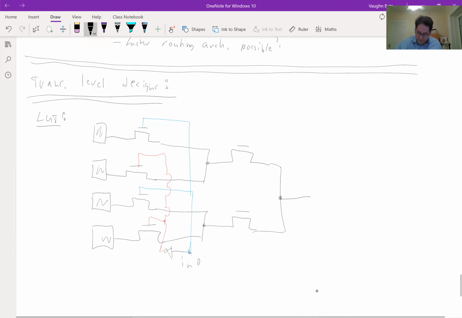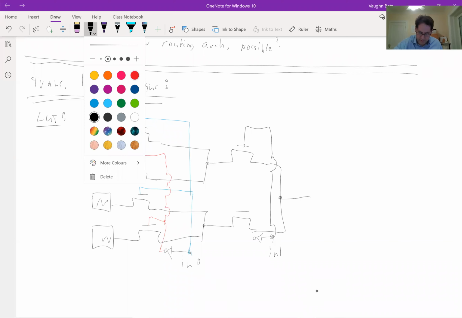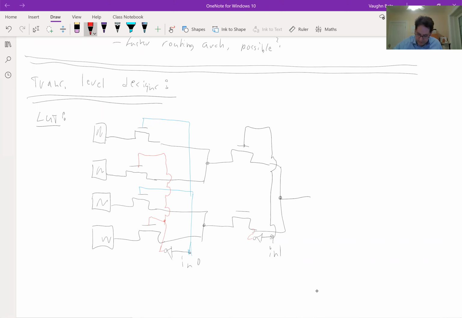I have another input, call that input 1. And input 1 comes in, I'm also going to invert it. So I have the true and the complement available. If it's true, I'm going to activate that transistor. And if it's false, I'm going to activate this transistor.